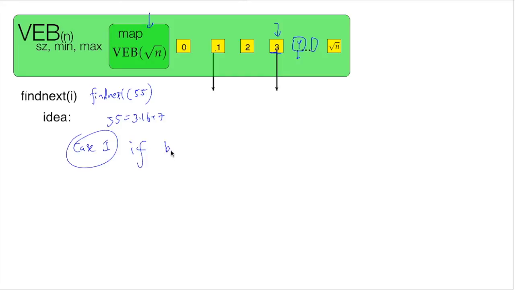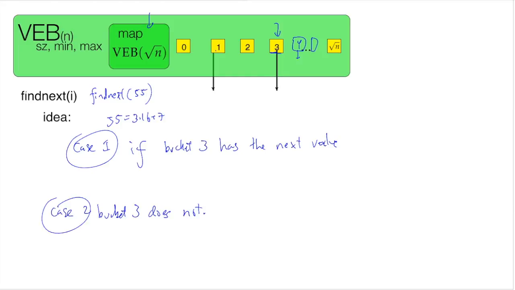So we have two cases right here. Case 1, if bucket 3 has the next value; case 2, bucket 3 does not. In this case, we can use map to find next of 3, and then find next 3 will tell me the very next bucket that has an element. And now how do I find the smallest element in that bucket? I could call find next on that, but in fact, if we do the recurrence, you'll see that that doesn't work out. What we'll use is just the min.